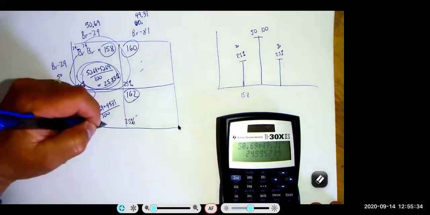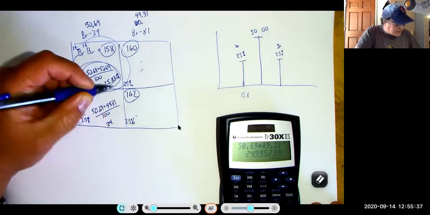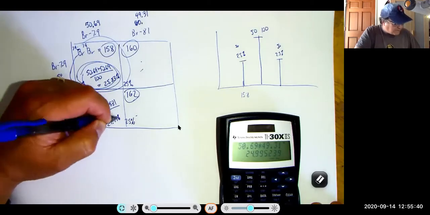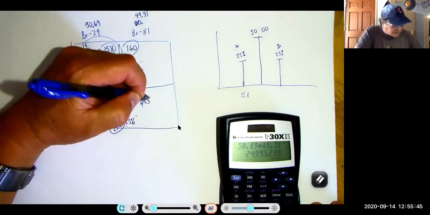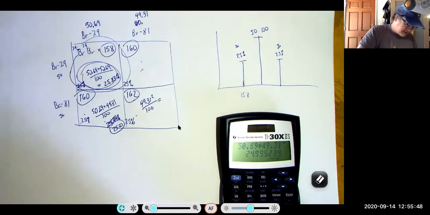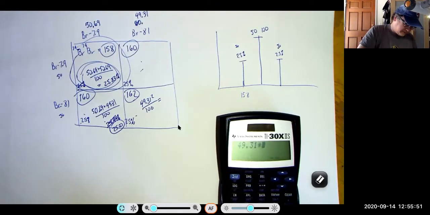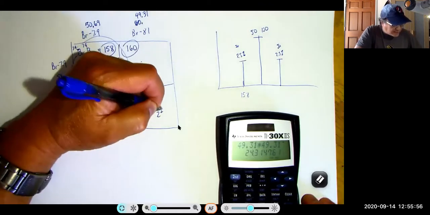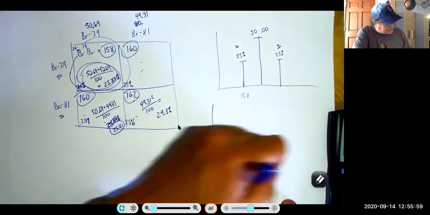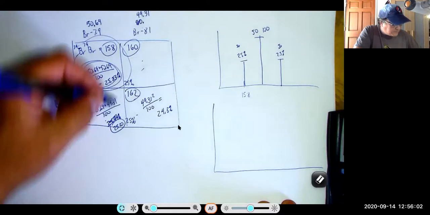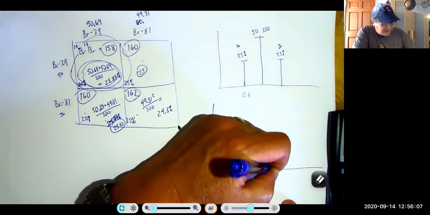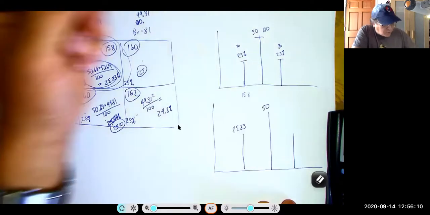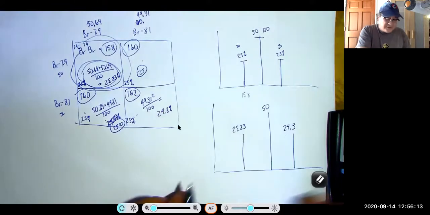And this ends up being 24.99%, or 25% actually. And then this one ends up being 49.31. I'm just going to put squared over 100. And we get 24.3%. So if we draw this, what we would get here is 25.83, 50, and 24.3. Are you guys following me here?